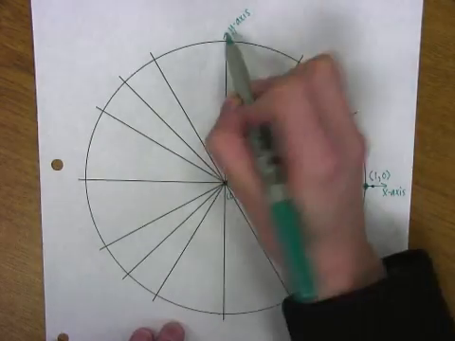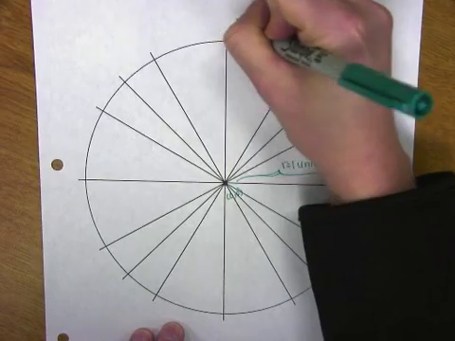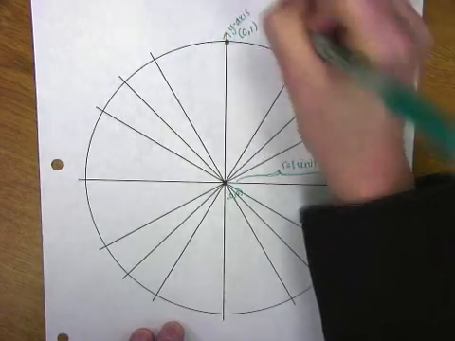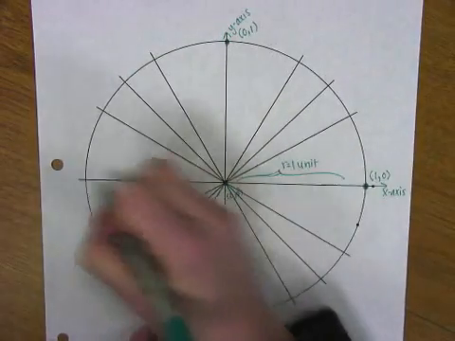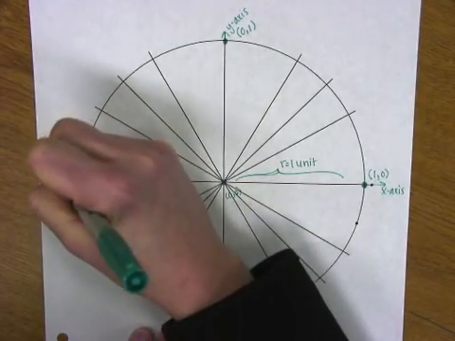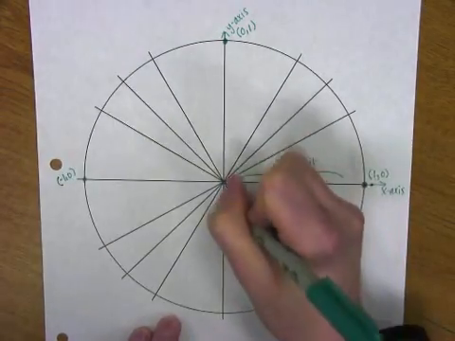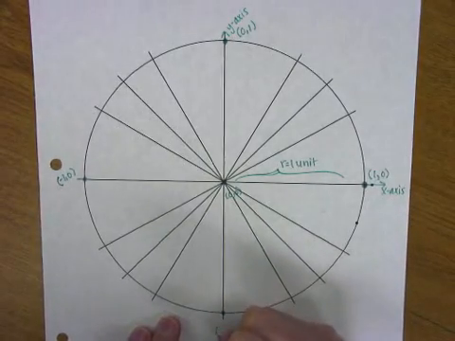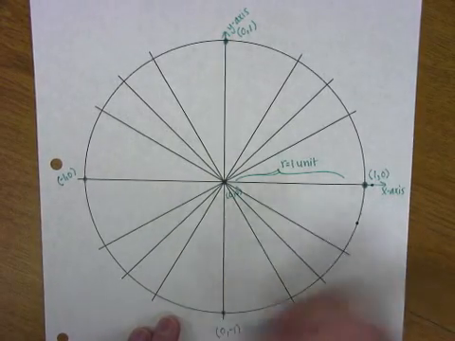If I go over 0, 1, this point right here on the unit circle is over 0, up 1. And then I could go back 1 and up 0. So that point right there is at negative 1, 0. Or I could go over 0 and down 1. So this guy down here is over 0, down 1.